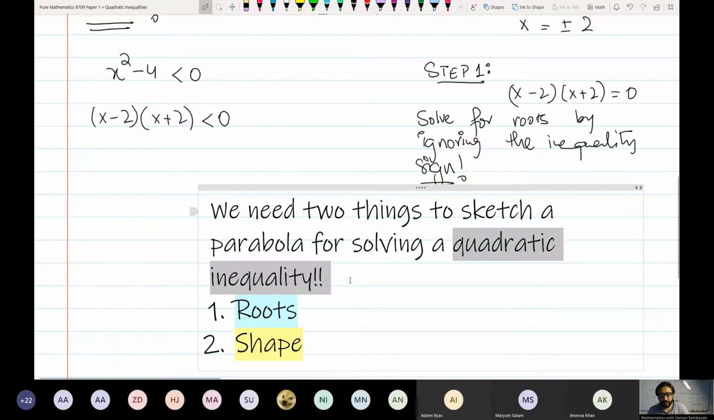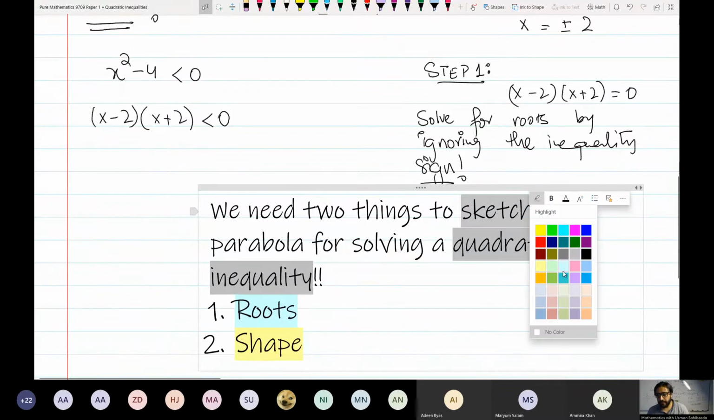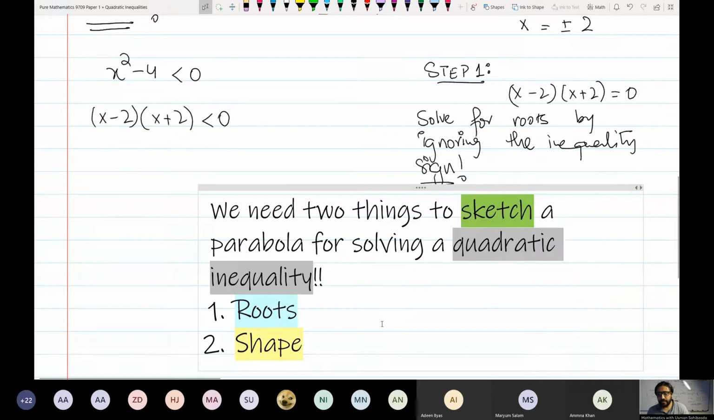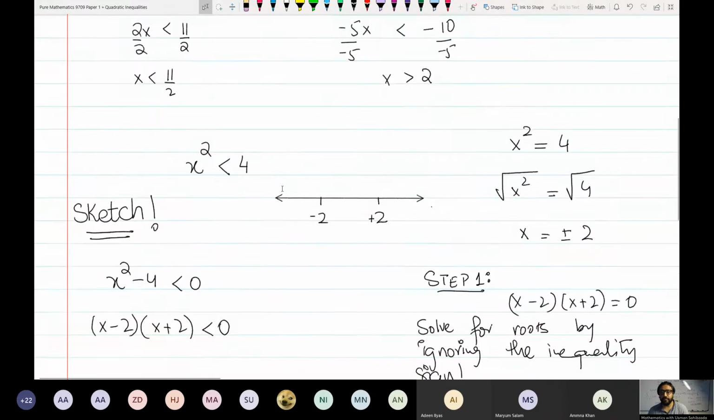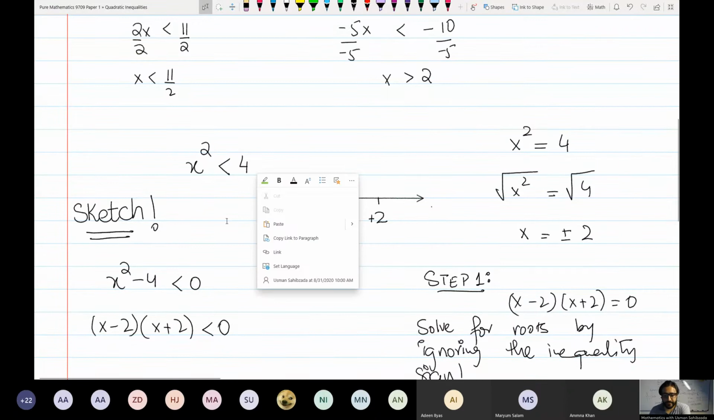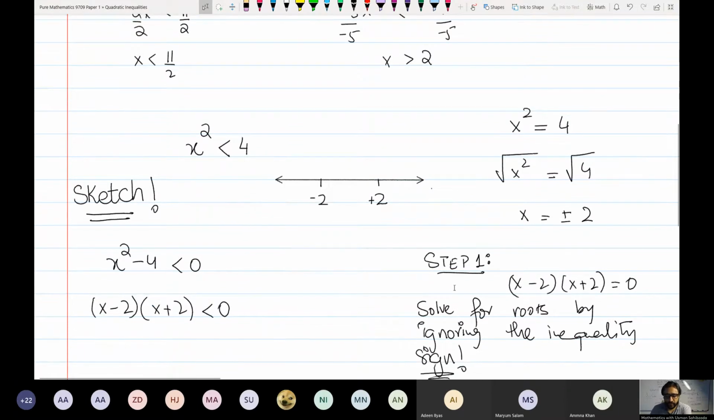Quadratic inequality, what you're going to do is make sure you sketch it. There's no other argument. There are other ways, but I want you to sketch it. This is what I want, and I would expect people to do what I'm telling them to do, because this is one of the most important things in quadratics. That's why I'm going very slow. That's step number one. Get the roots.